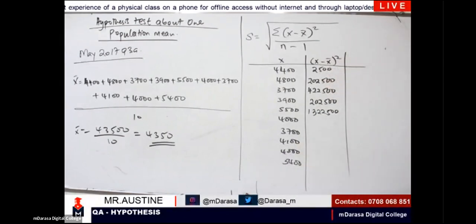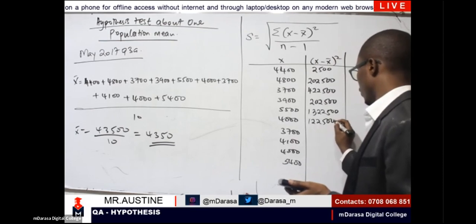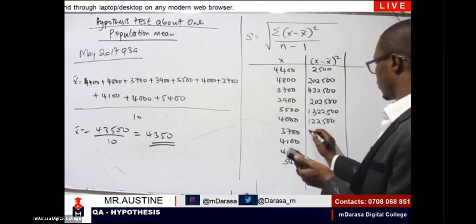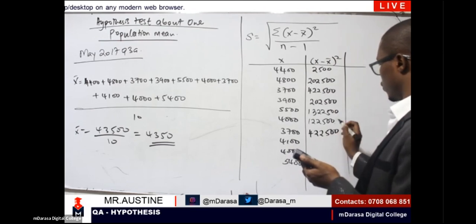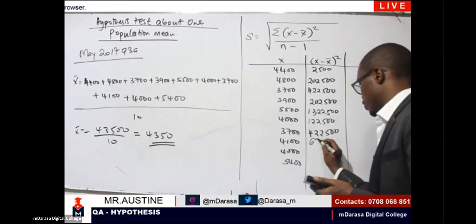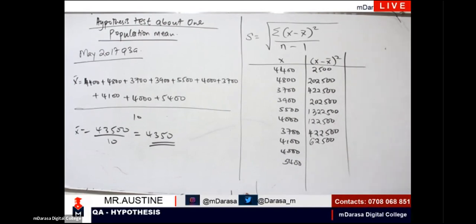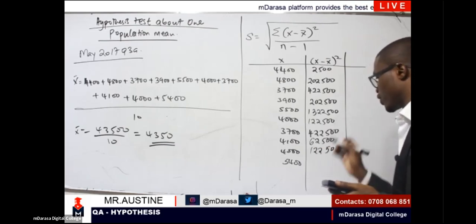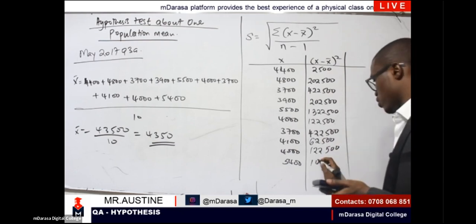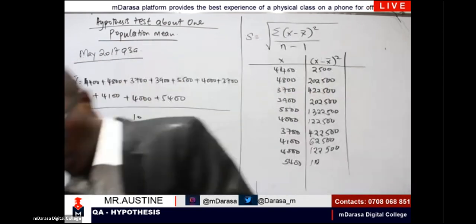Next, (4000 minus 4350) squared, I get 122,500. Then (3700 minus 4350) squared, 422,500. Next, (4100 minus 4350) squared, 62,500. Next is (4000 minus 4350) squared, 122,500. Next, (5400 minus 4350) squared, it's 102,500.